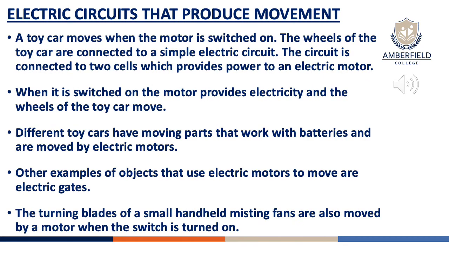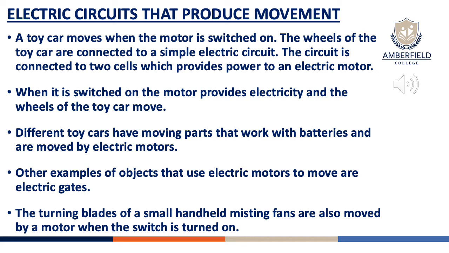So when we look at electrical circuits that produce movement, we can look at a toy car which moves when the motor is switched on. The wheels of the toy car are connected to a simple electrical circuit. The circuit is connected to 2 cells, which provides power to the electrical motor. Now when we switch on the motor, this provides electricity and the wheels of the toy car move.